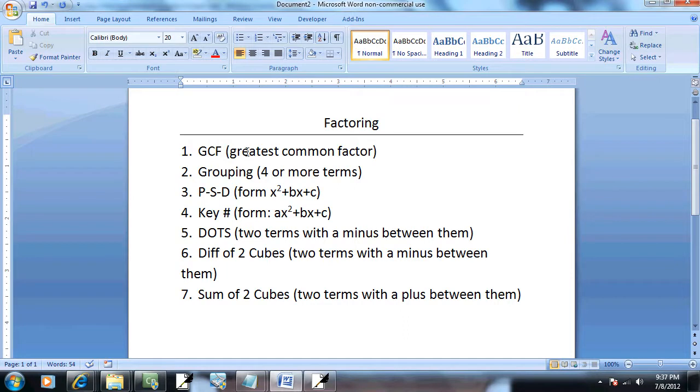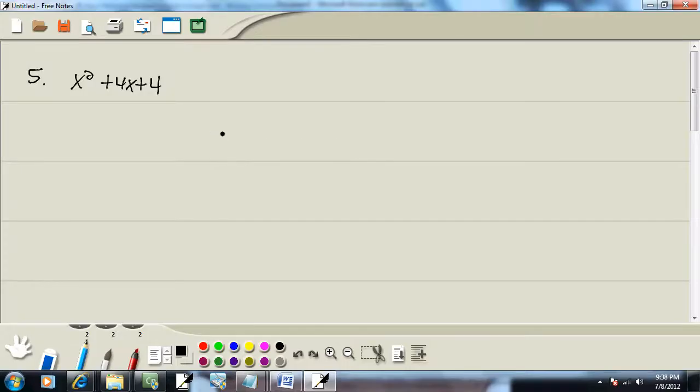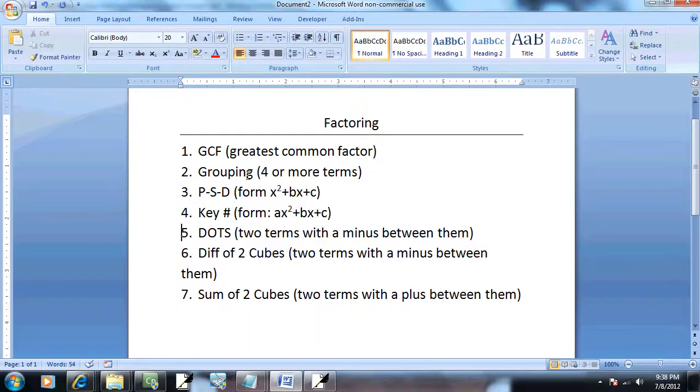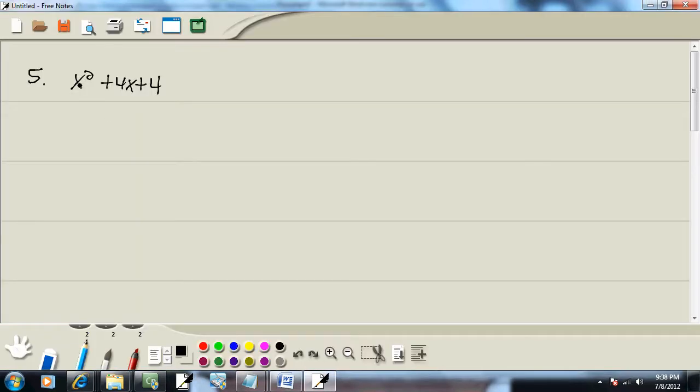Okay. And they tell us what to do, but I like to go through these because on a final exam, you're just given factor, and you have to decide which method to use. GCF, they don't have, all three terms don't have anything in common. Grouping is 4 or more terms. This is 3 terms. PSD, this is a form of x squared, x, and no number for the x squared.